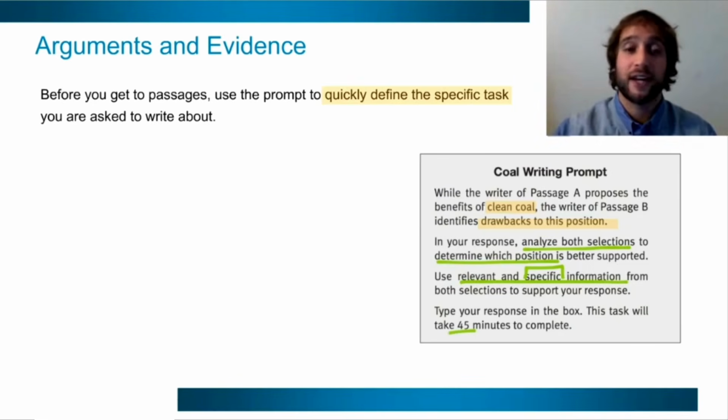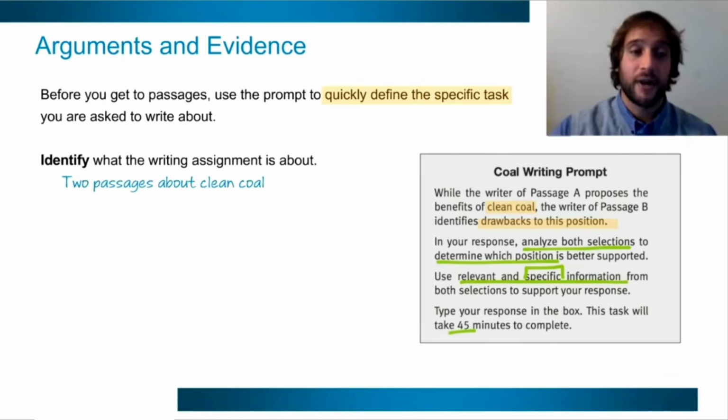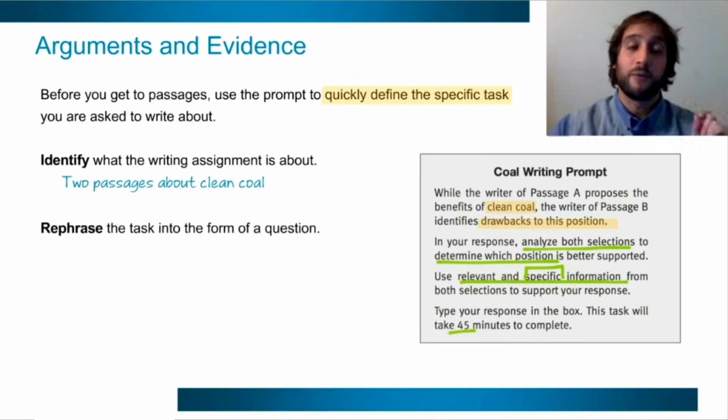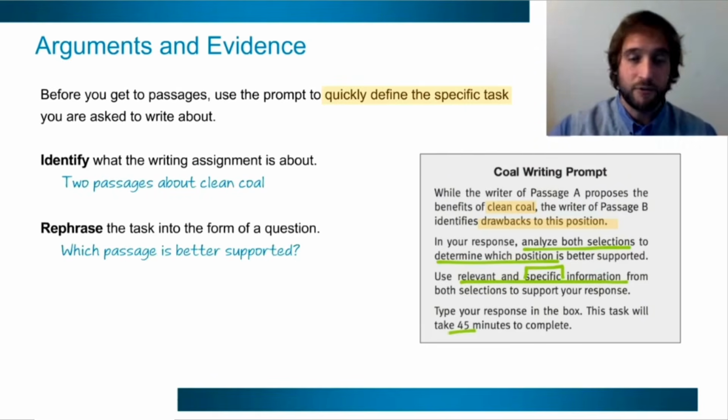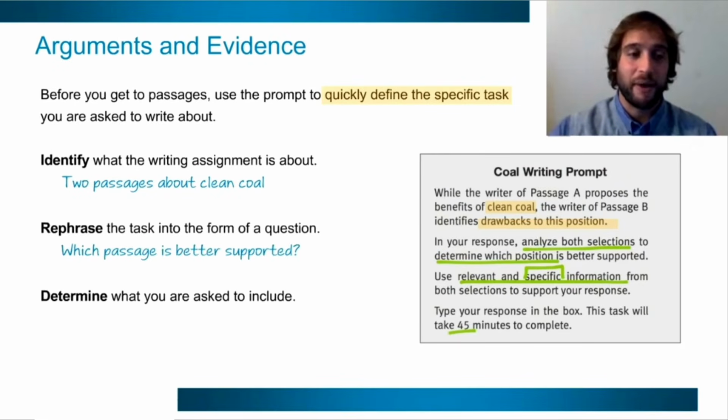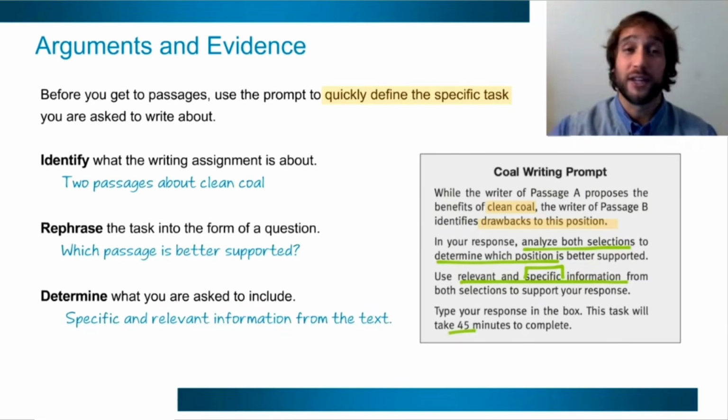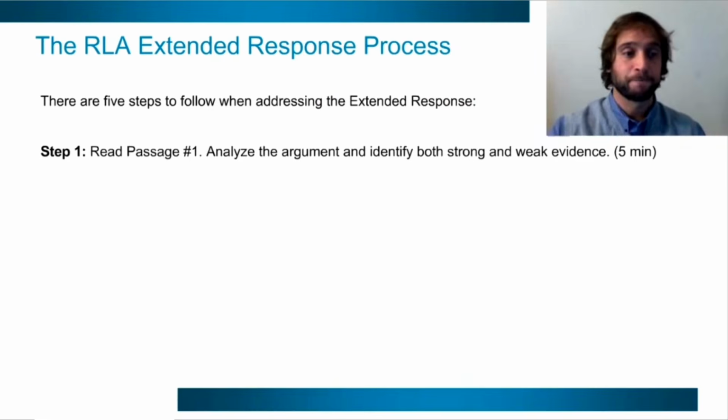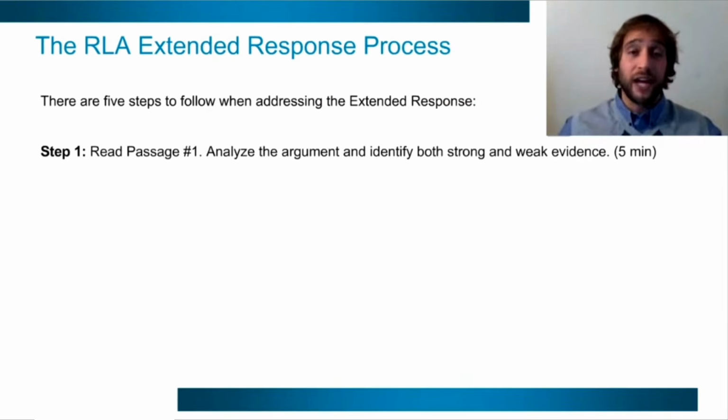So really, we're just going to check that first part of the prompt to see, hey, what are the specifics of this particular section? That's it. Just identify what the writing assignment is about. We know in this case it's about two positions on clean coal. Then we make sure that we understand that we're going to support the core passage that we like better, and that we need to provide specific and relevant information. Support your position. That's absolutely clutch.